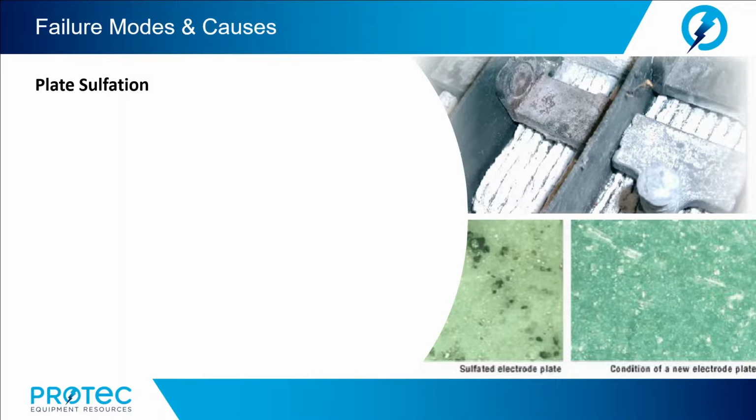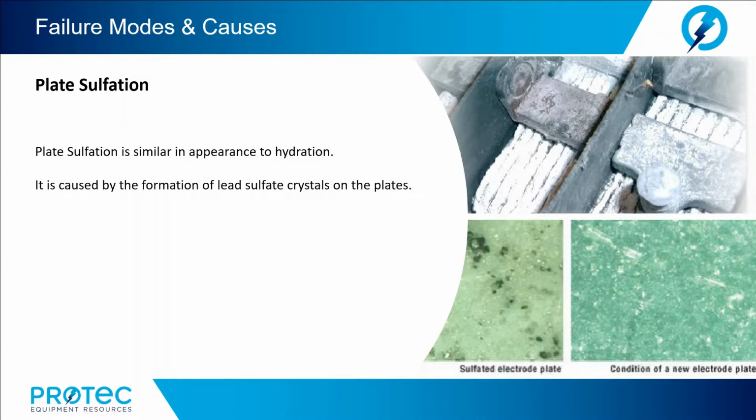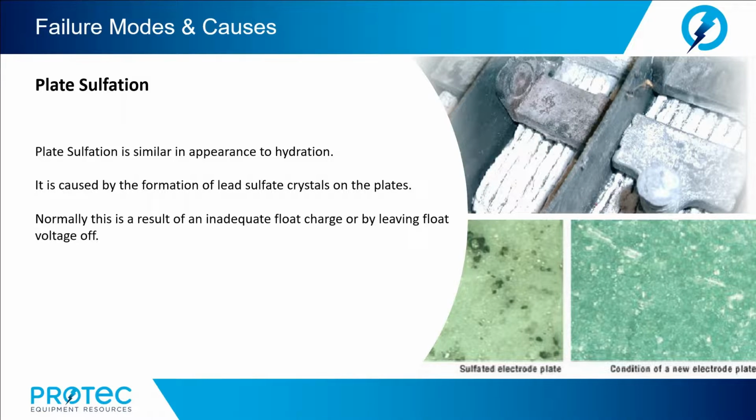Next, plate sulfation. Plate sulfation is similar in appearance to hydration. It is caused by the formation of lead sulfate crystals on the plates. Normally, this is a result of an inadequate float charge or by leaving float voltage off. This problem can be corrected in many cases by performing an equalization charge. Now, sulfation is an important consideration during storage of cells.